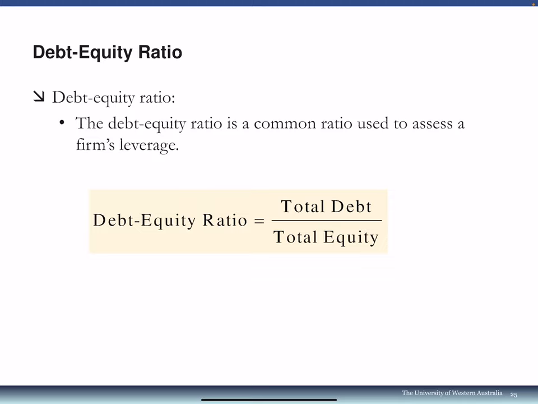We also have the debt to equity ratio, something that you can obtain using the information from the balance sheet. It's a common ratio used to assess a firm's leverage. How do you calculate that? It's total debt divided by total equity. Right.